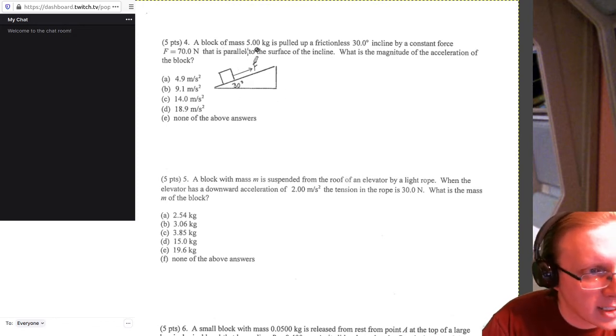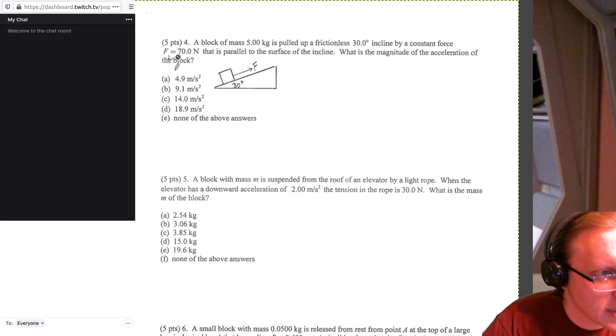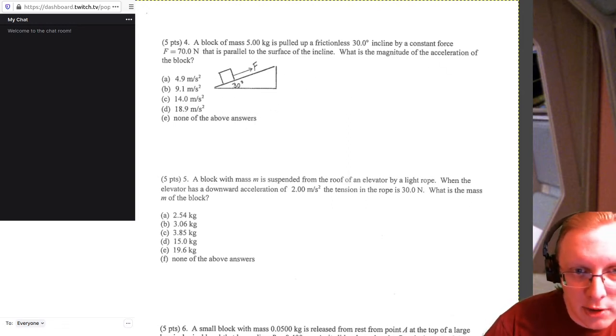A block of mass 5 kilos is pulled up a frictionless surface, 30 degrees, by a constant force F of 70 newtons that's parallel to the surface of the plane. What is the magnitude of acceleration of the block? Alrighty. So, let's draw on the correct surface. There we go.